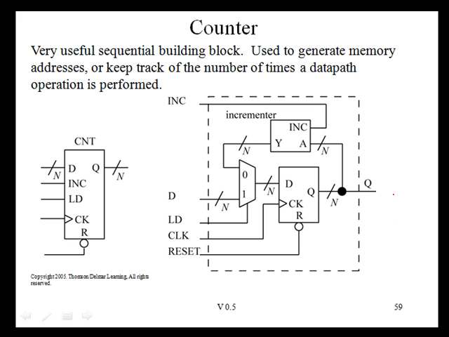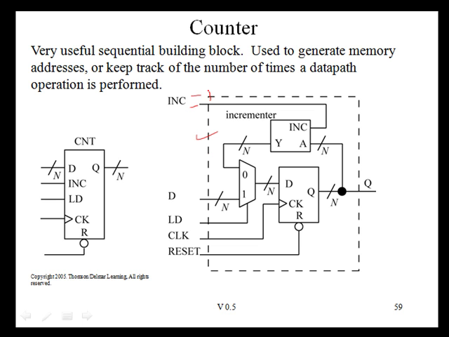Another very useful sequential building block is called a counter. When we start discussing microcontrollers later in this course, we'll find that microcontrollers have lots of counters inside of them. A counter is simply a register with an extra input. The extra input is called increment, and when this is 1, then on the next active clock edge, the contents of this register will increment by 1. Let's see how this works with regards to this data path right here.